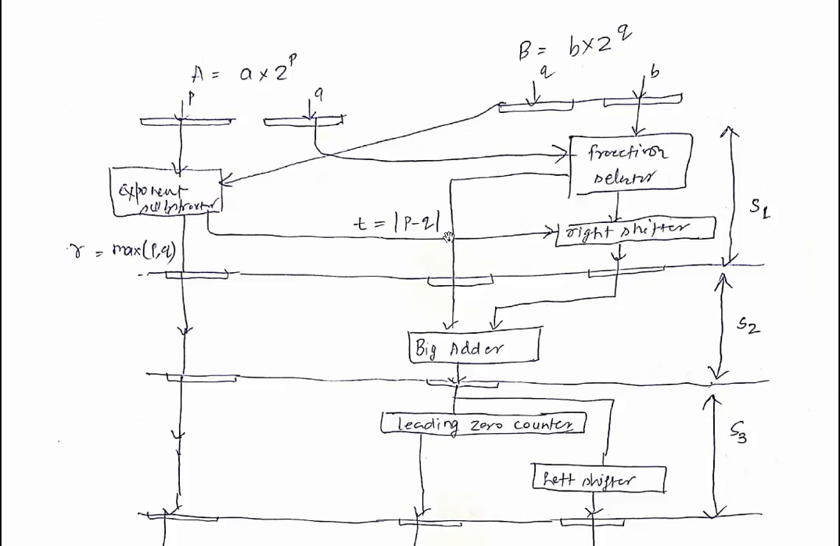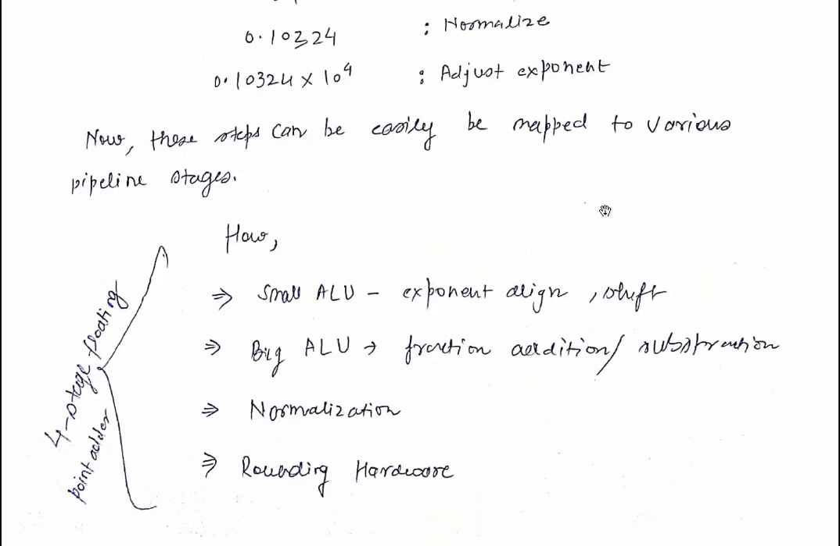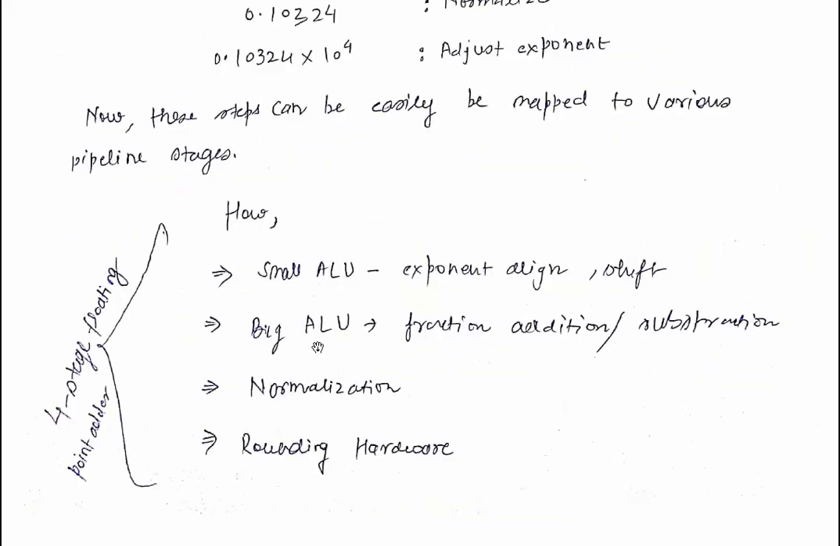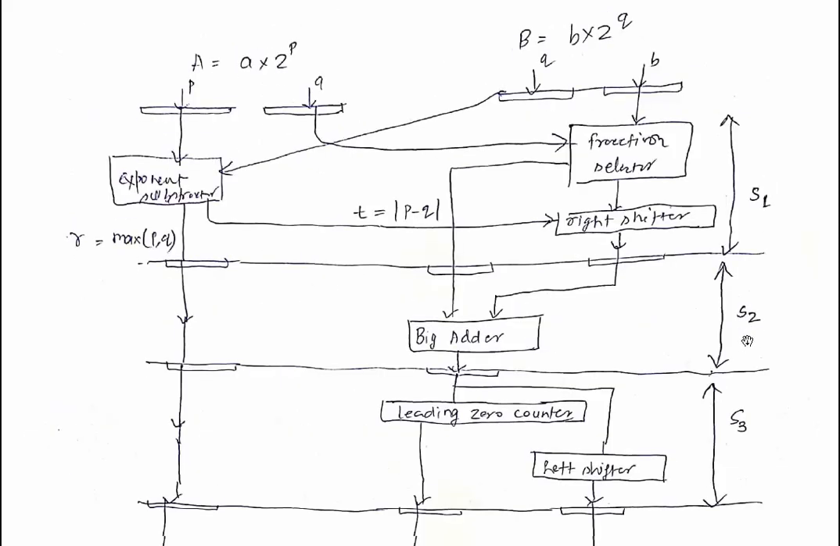After that, based on the exponent difference, you have to shift right. This is your right shifter. This is your stage 1: exponent comparator plus mantissa shifting. As we have discussed, exponent alignment plus right shift operation corresponds to stage 1. After that you have to add the mantissa. The big ALU adds the fraction or mantissa, or it can be used for subtraction. So the big adder is used to add or subtract.